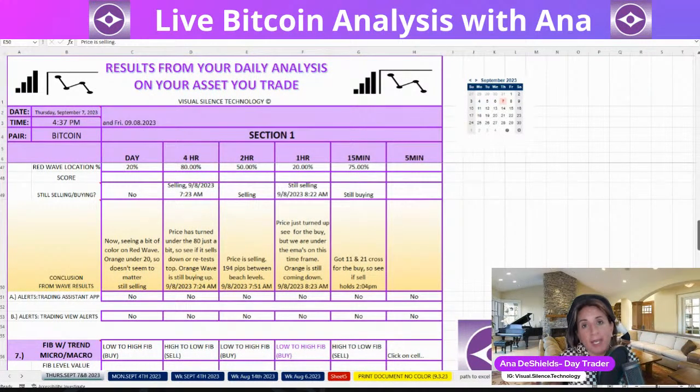So 200 pips, I think for a trader, you guys would like that. You traders would like that. So Bitcoin can give you some nice intraday setups.